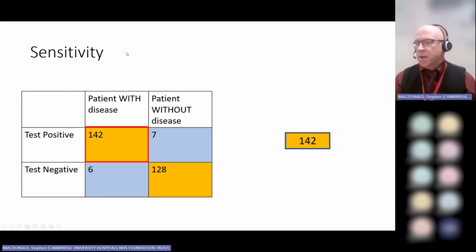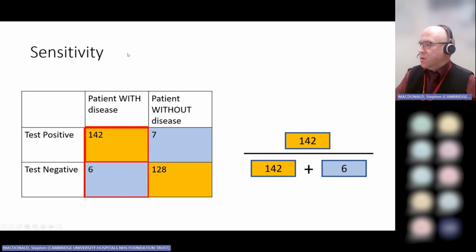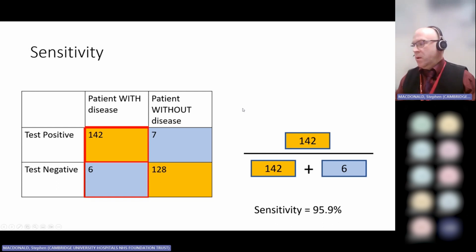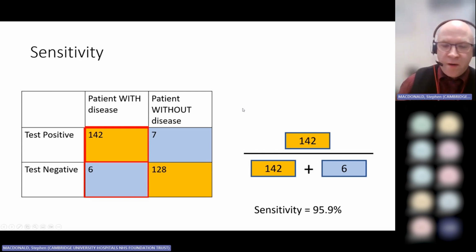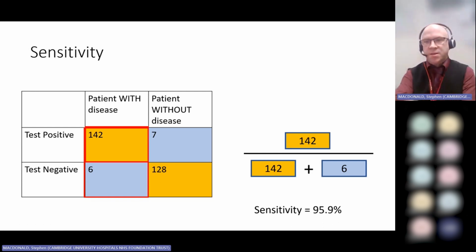So numerically, we can take 142 and divide that by 142 plus 6. We can already see that this fraction is going to be close to 1 because we're dividing by only a slightly larger number than we have on the top. And lo and behold, we get a sensitivity of 95.9%, which is an excellent sensitivity for any sort of test.